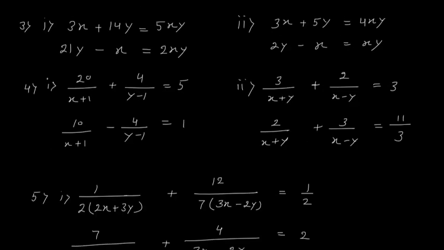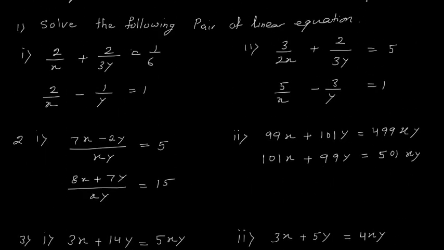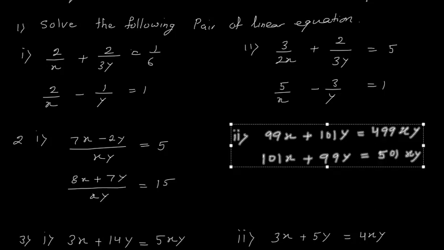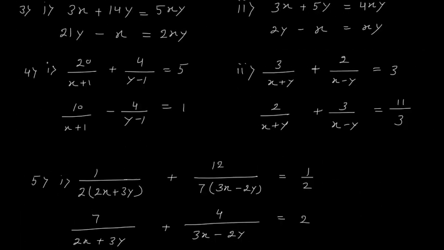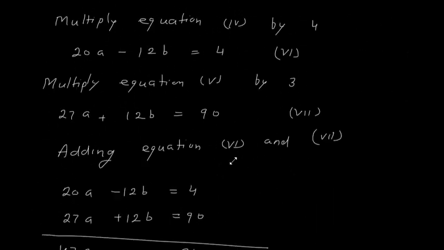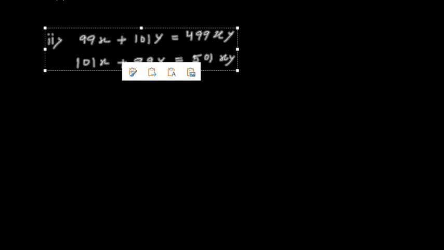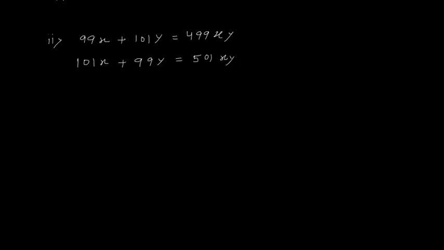So here the second question is, now this I will solve, because after a long time I am getting this kind of question. So here this is a question. Okay, now here it is 499xy and here it is 501xy. So what you do, you divide the equation by xy on both the sides.